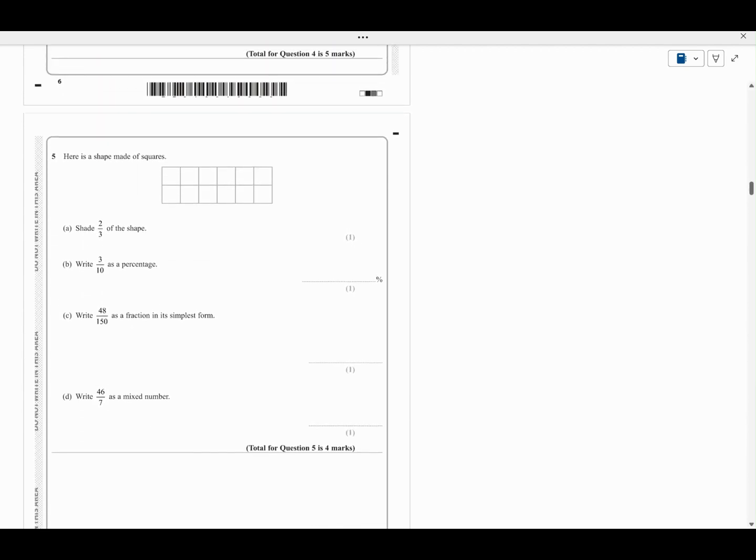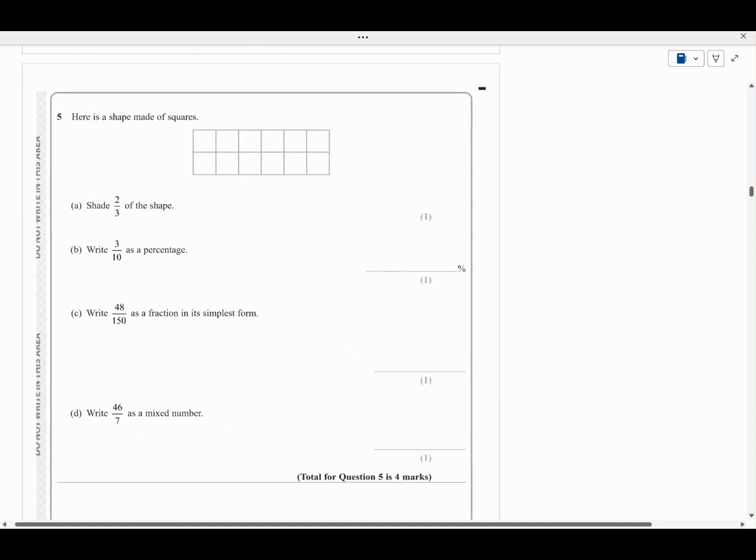Let's have a look at question 5. Here's a shape made of squares. Shade 2/3 of the shape. How many squares are there? 1, 2, 3, 4, 5, 6, 7, 8, 9, 10, 11, 12. So 1/3 of the shape would be 4 squares. So I want to shade 8 squares.